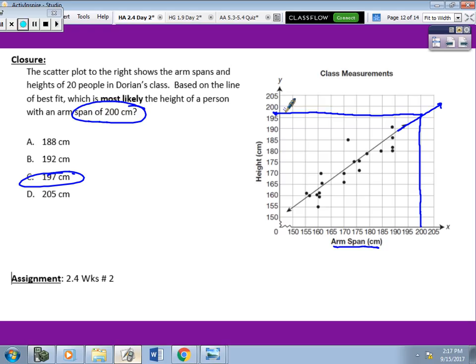On the back you have some multiple choice ones. Should be a pretty short assignment for the weekend, aka homeroom.